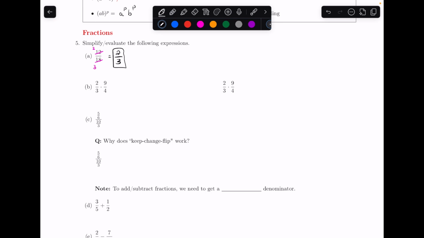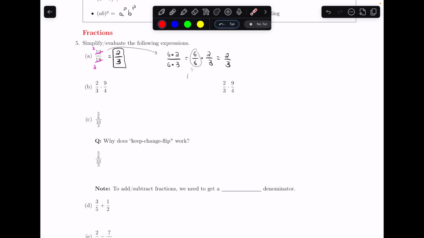But why does that work? Let's talk about that briefly. So 12 is 6 times 2. 18 is 6 times 3. And I can split this up now into 6 over 6 times 2 over 3. Right? And then 6 over 6, well, something divided by itself, that's just 1. And then 1 times something is just the something. That just leaves me with 2 over 3.